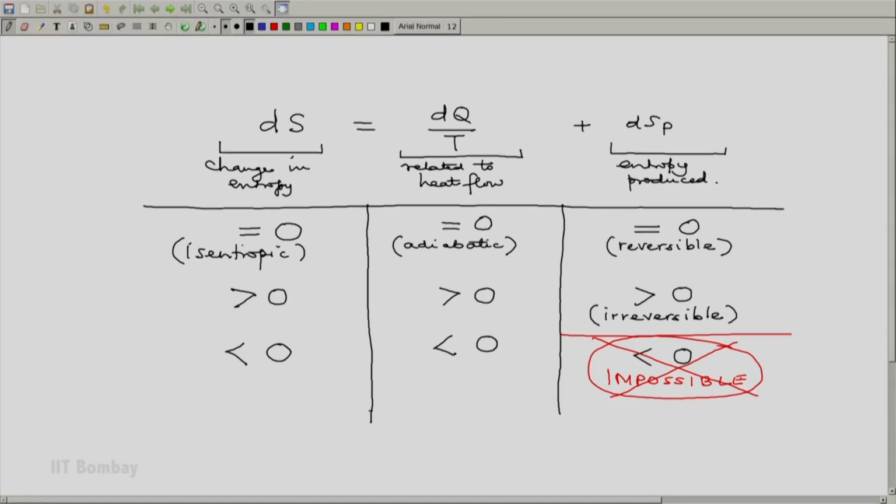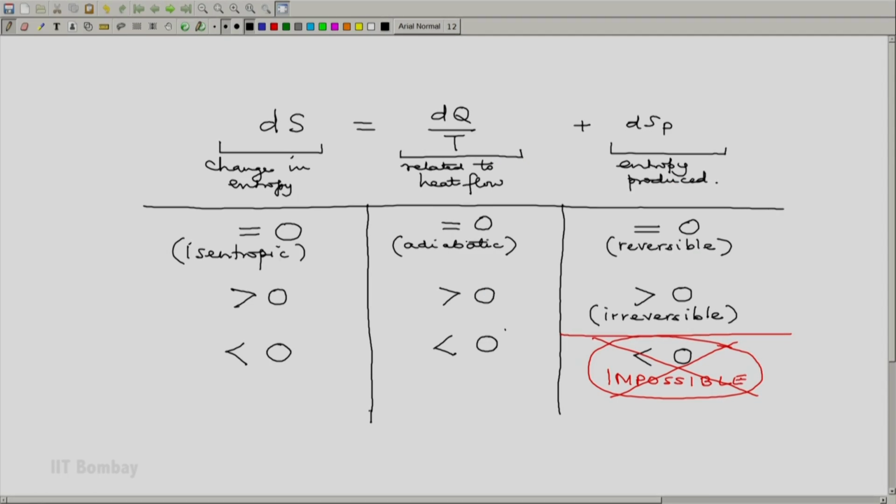Notice that it is possible for a process to be isentropic. That only means the first term on the left hand side is 0. But on the right hand side, these two terms need not individually be 0. It is possible that dq by T is less than 0, but dS_p is greater than 0, equal and opposite in sign, so your dS is 0. That means you can have an isentropic process which is neither adiabatic nor reversible.